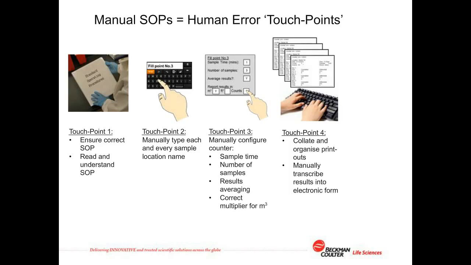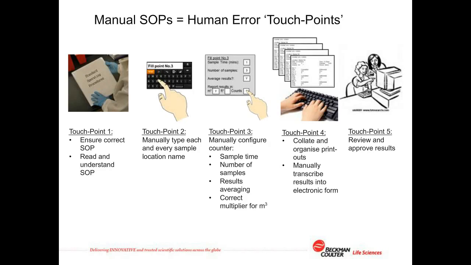Finally, once you've done your environmental monitoring, you end up with a load of pieces of paper with all the results from that day's sampling on there, and somebody has to manually collate these, organize these printouts, and then manually transcribe them into an electronic format. And the last touch point is where the review and approval step takes place, where somebody has to check all these records to make sure they are accurate.